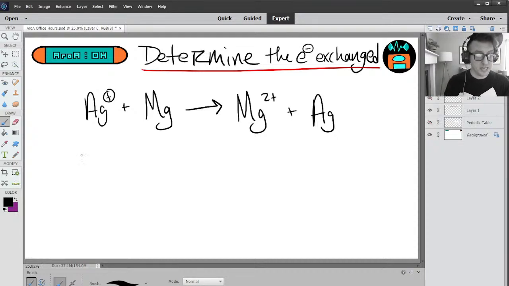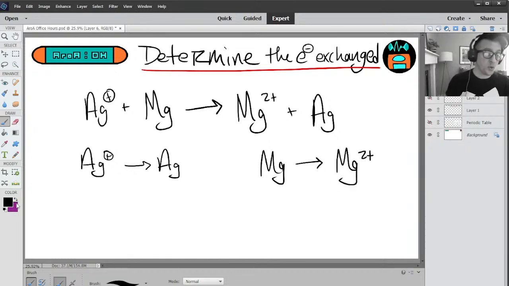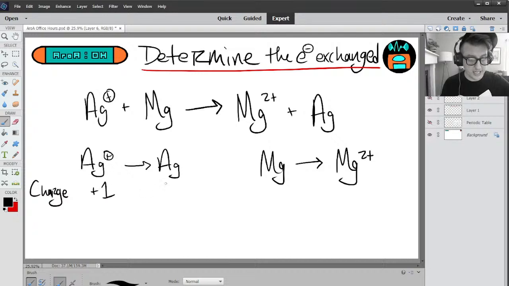So first step, we need to break this into two half reactions, one where silver cation is becoming silver metal, and the other where magnesium metal is becoming magnesium cation. Then we need to balance the charge. We already have the atoms balanced: for each half reaction, there's 1 silver and 1 silver on both reactant and product sides, same with magnesium. For the silver half reaction, there's a charge of +1 on the reactant side and a charge of 0 on the product side.